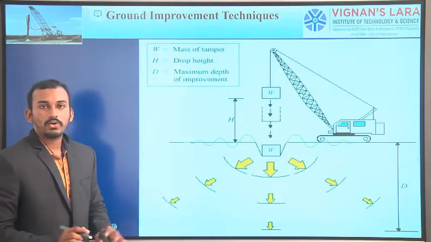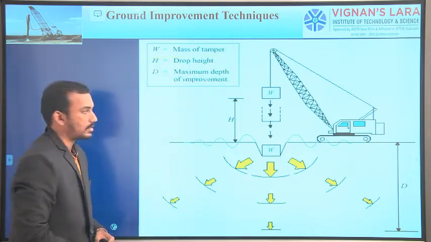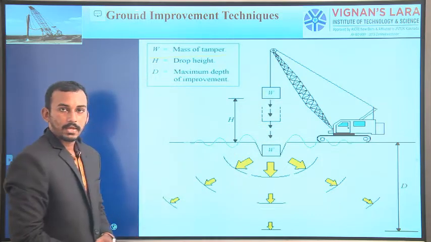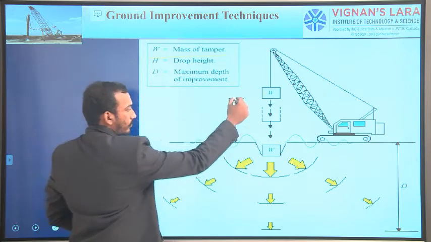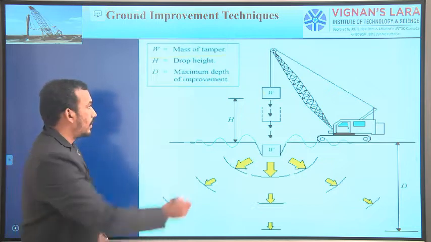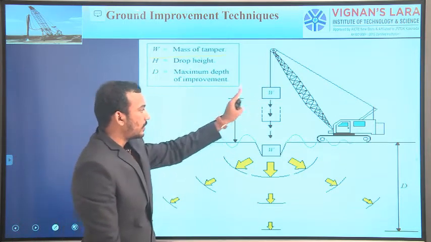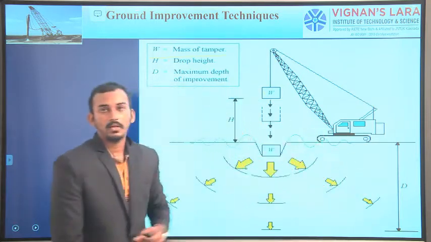So let's see, for example, W is the weight of the tamper. Let's imagine W is the weight of the tamper that we are using to compact the soil, where H is the drop height, from which height we are going to drop the tamper. The next one, D, is the maximum depth. So by using this weight and this height, up to what depth can we compact the soil?